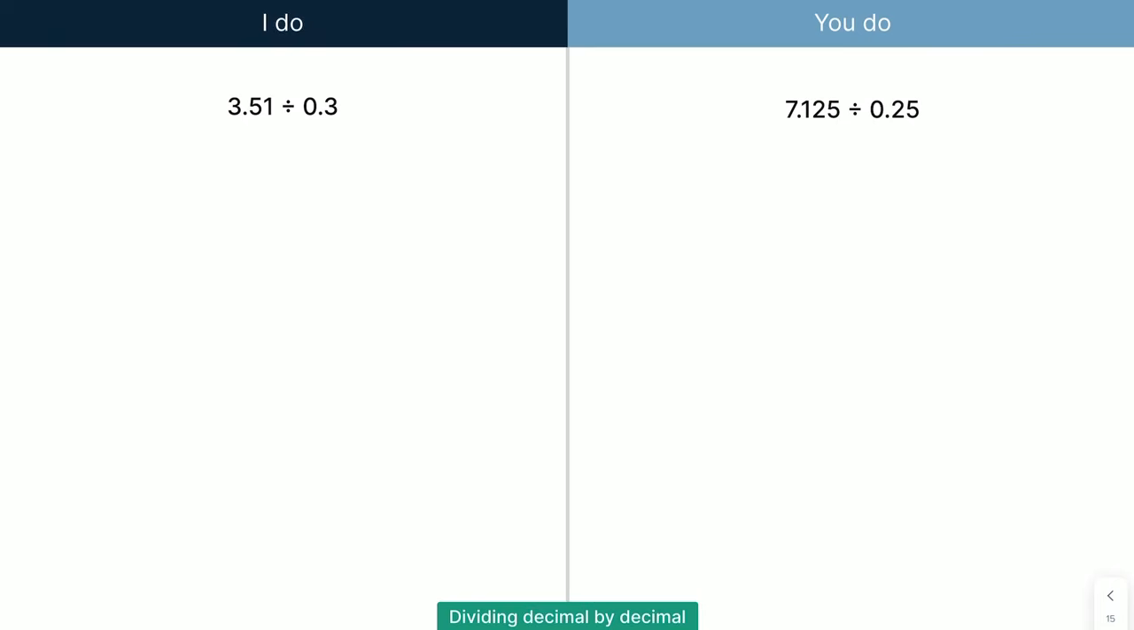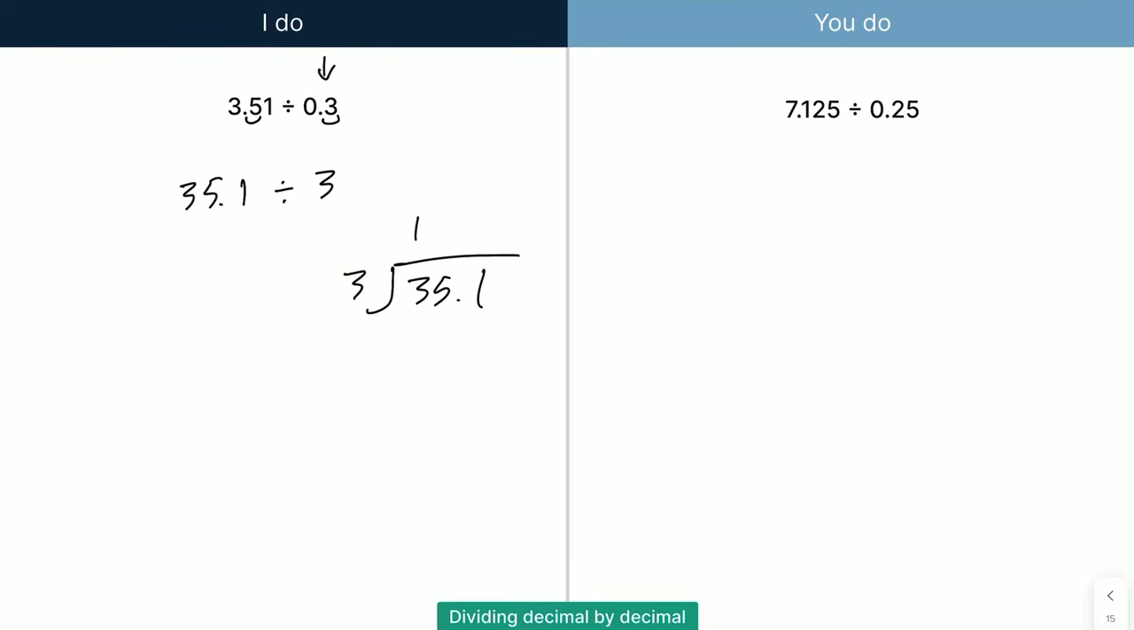Again, looking at something a little bit more tricky, exact same concept applies. Get rid of the decimal in the number that we're dividing by. So we're dividing by 0.3 here, times it by 10, which means I must also multiply the other side by 10. And then at this point, you can just go bus stop.